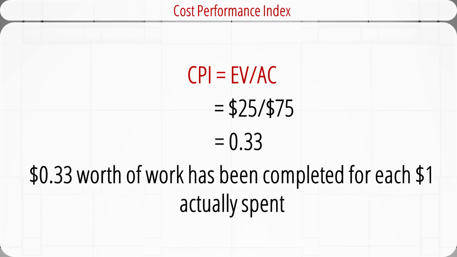For example, at the end of the third week, the earned value is $25 and the actual cost is $75. The cost performance index is equal to $25 divided by $75 and equal to 0.33. It means 0.33 worth of work has been completed for each $1 actually spent.